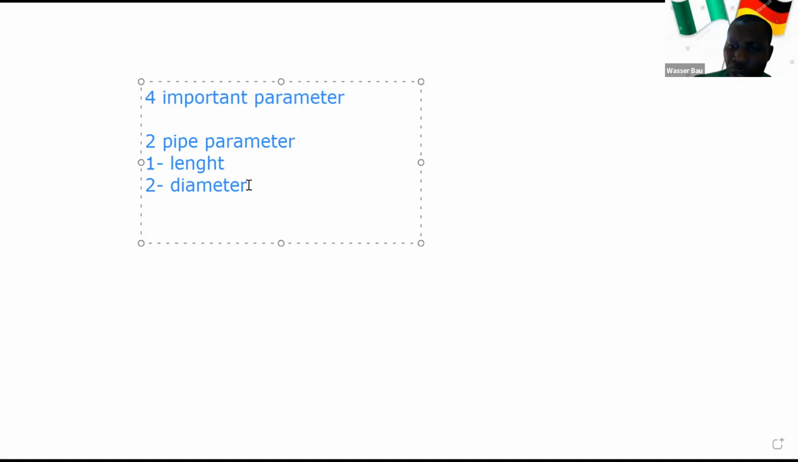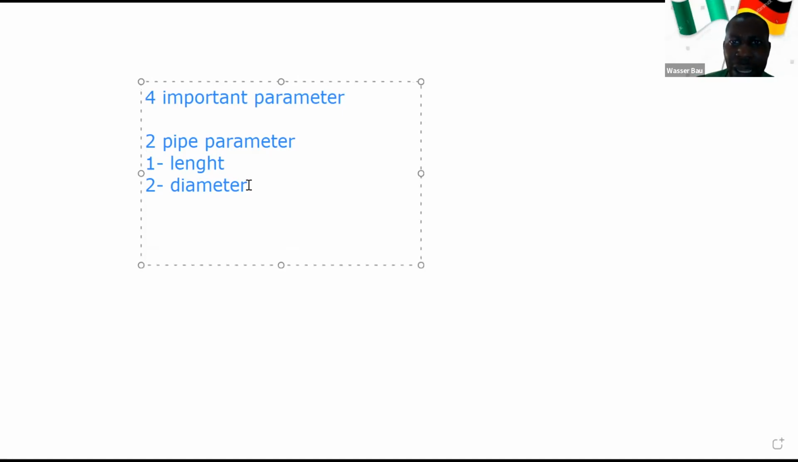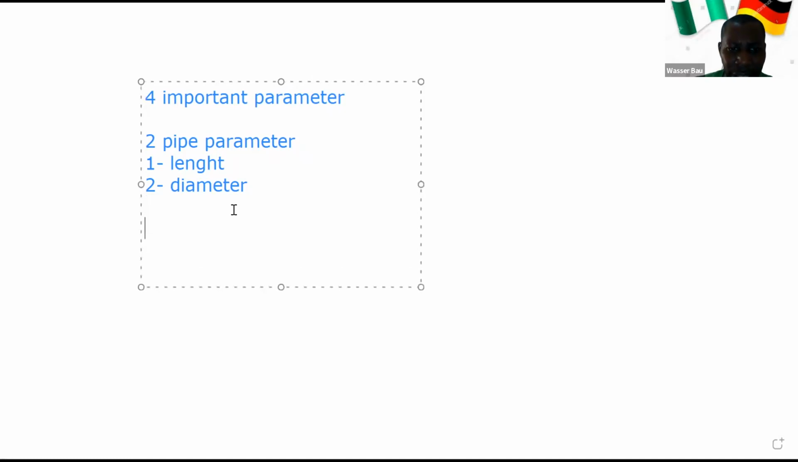Now, the other 2 parameters you need, I call them node parameters. This is very important. You know, I've been teaching this class for a very long time. And I tell you, I have this simple way of bringing this point home, making you grab it from a layman perspective.